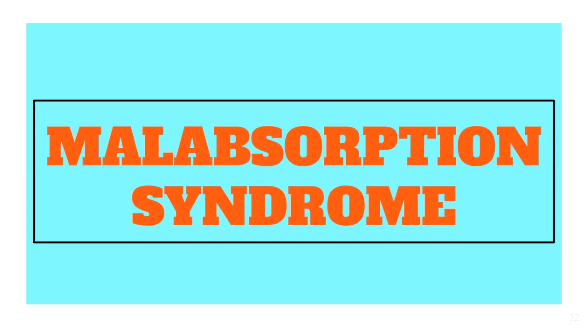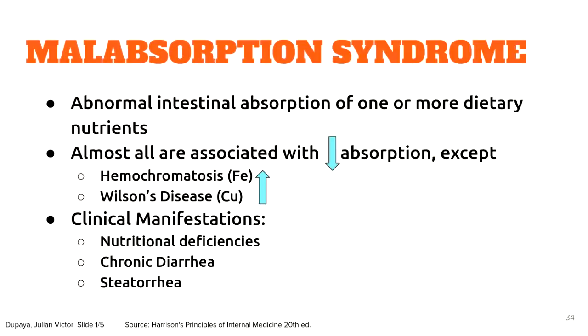Good morning, we're running late. I'll be discussing malabsorption syndrome. The definition of malabsorption syndrome is an abnormal intestinal absorption of one or more dietary nutrients. Take note that all causes of malabsorption syndrome are associated with decreased absorption, except for two: hemochromatosis, also known as iron overload, and Wilson's disease, which is a copper buildup.